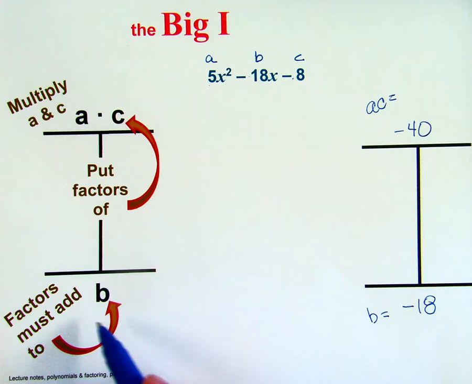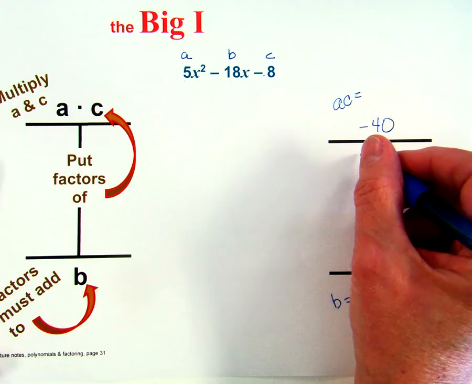What we want to do is to find things that multiply, or factors, that multiply to negative 40. We'll list them here. Okay, well, there's negative 1 and 40. There's 1 and negative 40. There's negative 2 and 20, and so on. We'll go on down until we've listed them all. Let's see what's next. 4 and negative 10, negative 4 and 10, 5 and negative 8, negative 5 and 8.